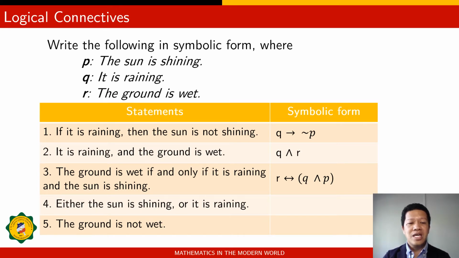For number four, either the sun is shining or it is raining. So we have the connective or, and that is an example of disjunction. And we use the symbol like the letter V. So we have the symbol P or Q. And the last statement is the ground is not wet. It's just a negation of the statement R. So we use the symbol for not, so that can be written as not R. And that's it. That's how to write statements into symbolic form.